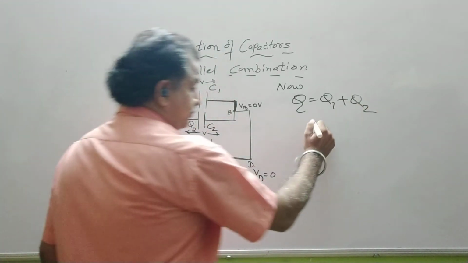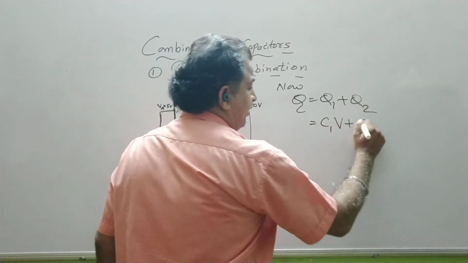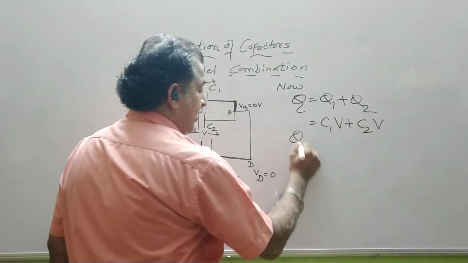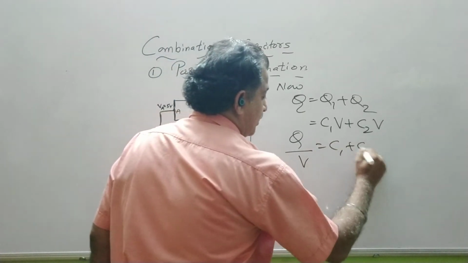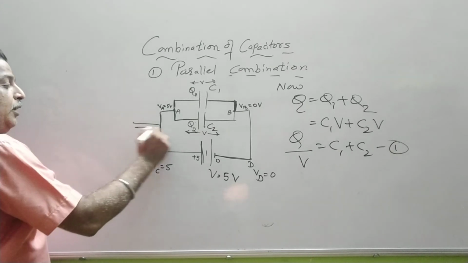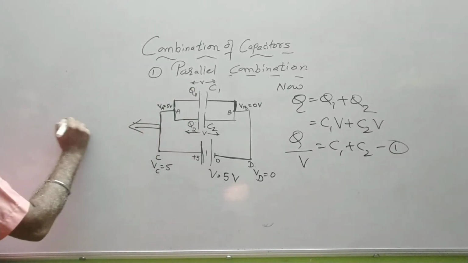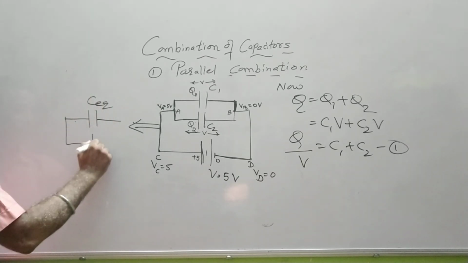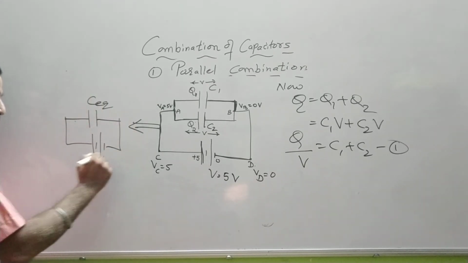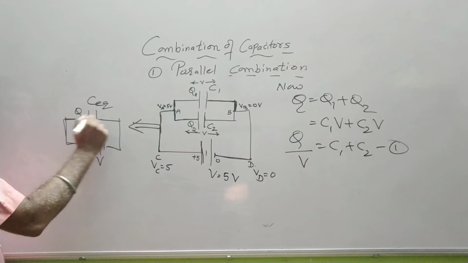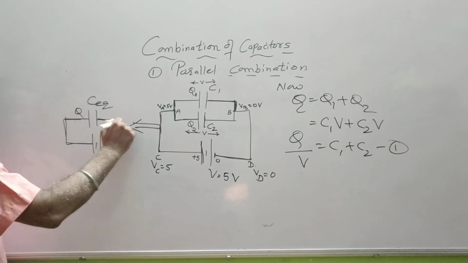Now Q1 can be written as C1V, and Q2 as C2V. V is same for both the capacitors. Taking V common, Q upon V can be written as C1 plus C2. So that is equation 1. Again, instead of these two capacitors, if I take one capacitor which is named C equivalent, connected with the same battery, voltage same, the amount of charge deposited on it will be Q, since there is no other component between these two paths.